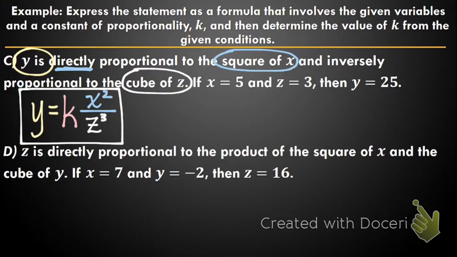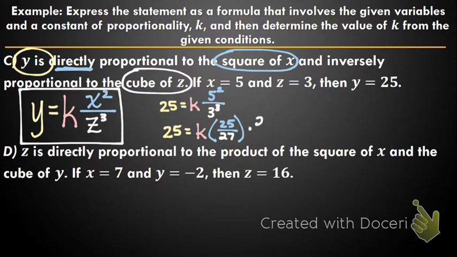Then we need to find k. What am I putting in and where? You're putting in 25 for y, equals k times 5 squared over 3 cubed. So I've got 25 equals k times 25 over 27. Best way for me to get rid of that 25 over 27? Multiply by the reciprocal.